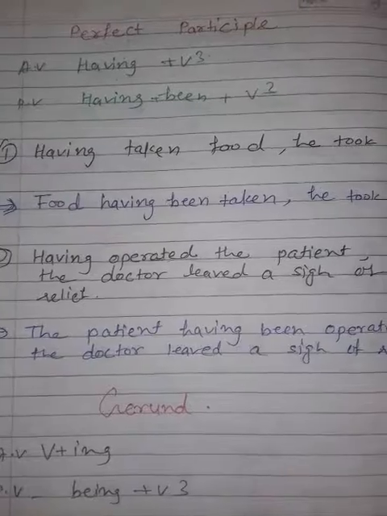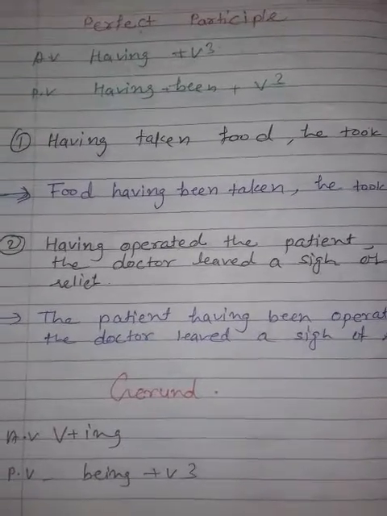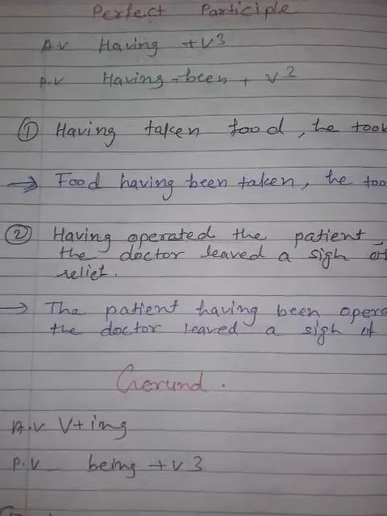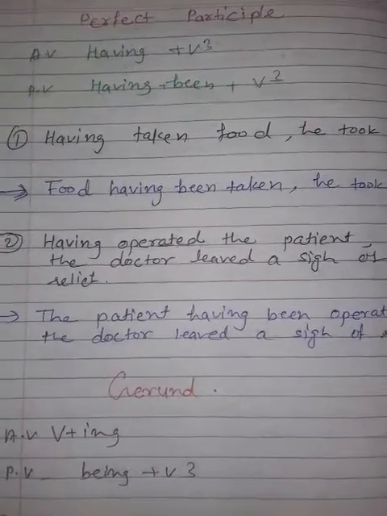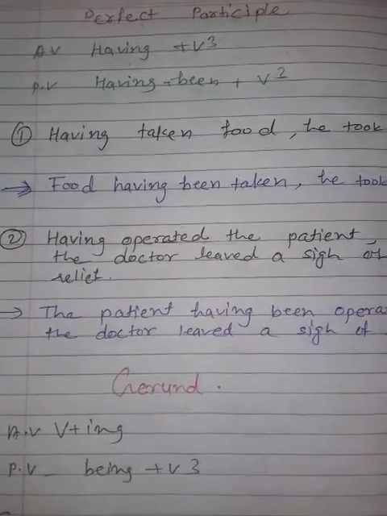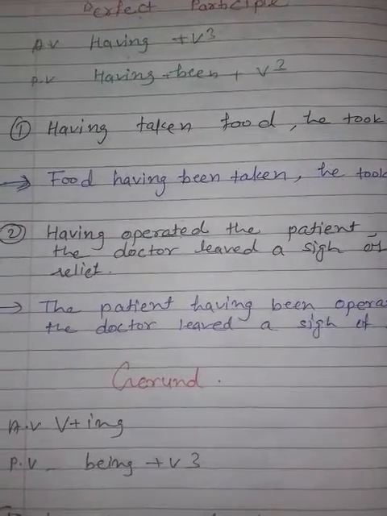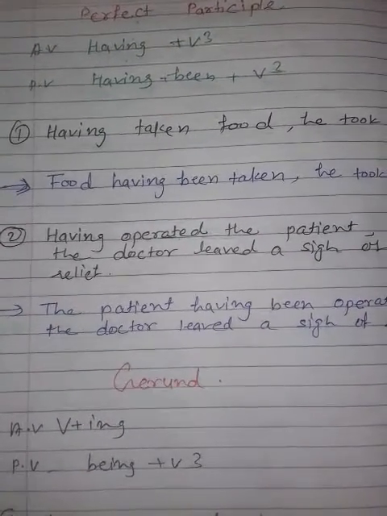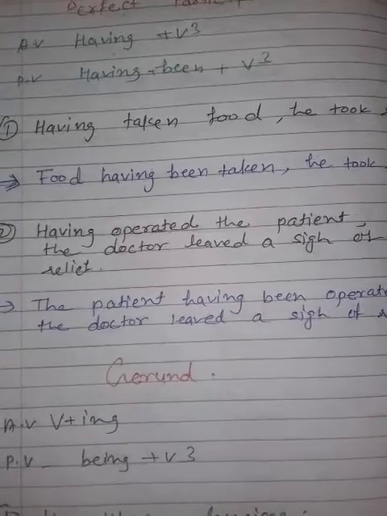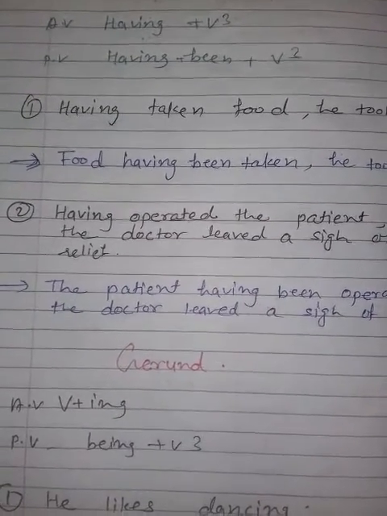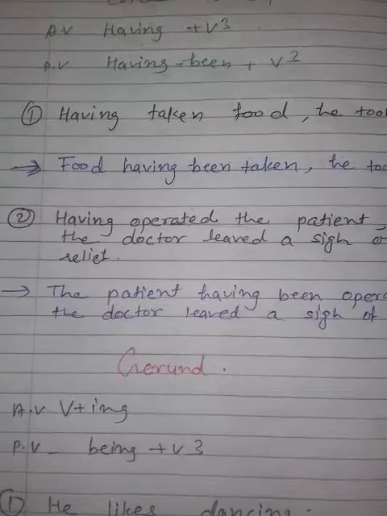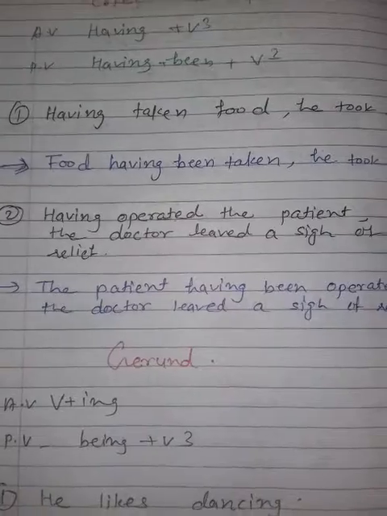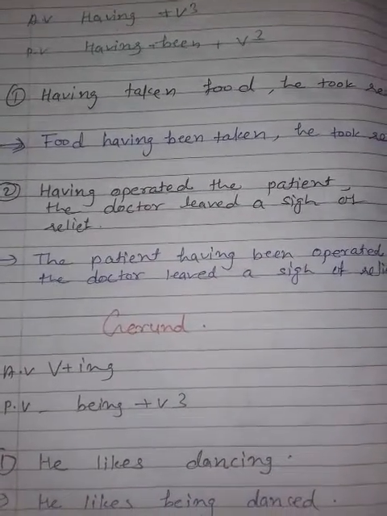Now we take examples of perfect participle. When we change perfect participle into passive voice, first we learn the structure of active voice and which helping verb and verb we use there. In active voice we use having plus the third form of the verb, but when we change into passive voice we put been and the third form of the verb. Now we take some examples.